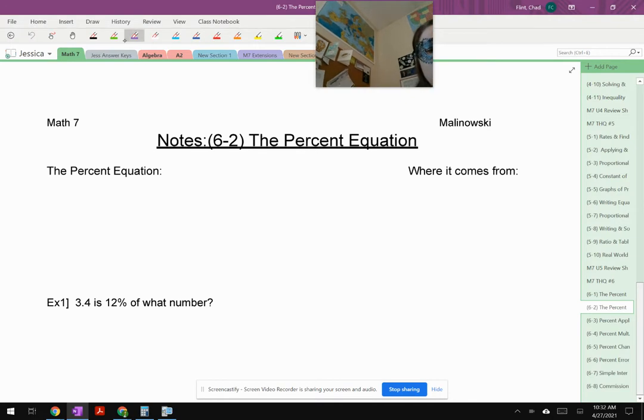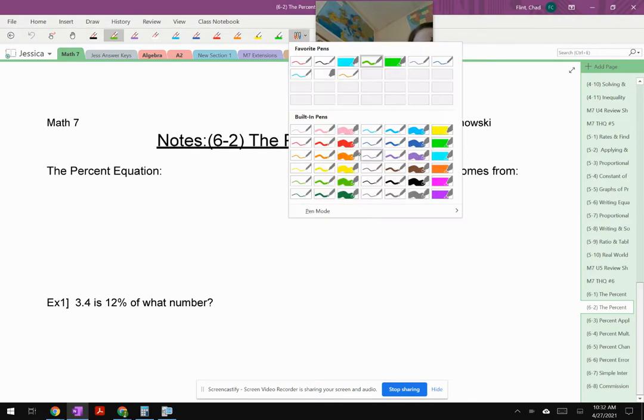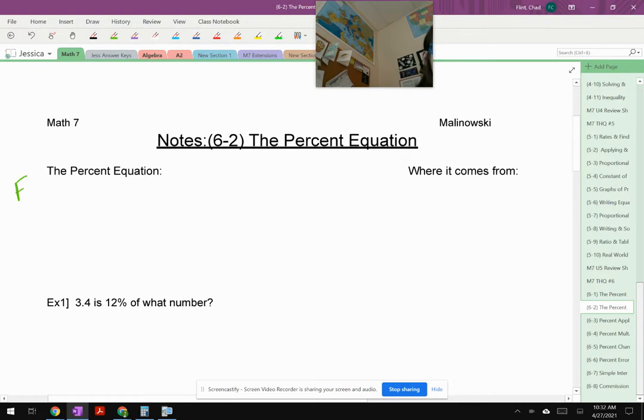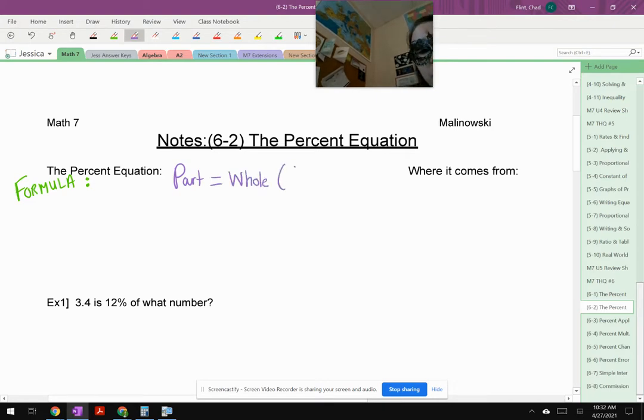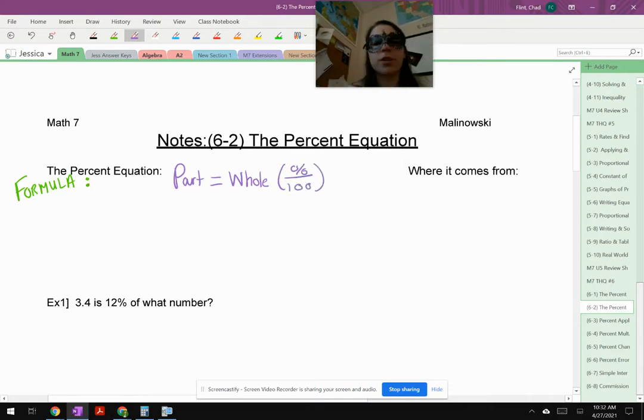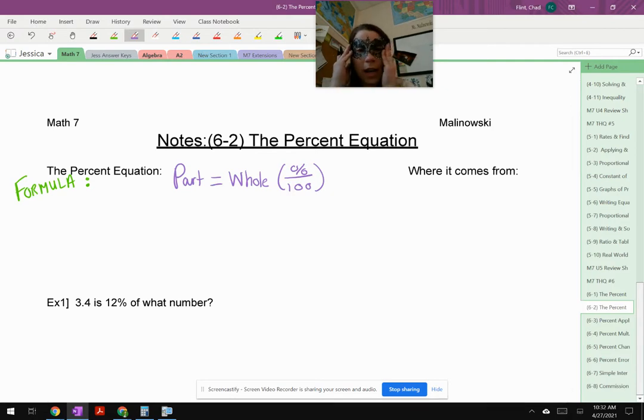So, my percent equation, aka my formula, is part equals the whole times your percentage divided by 100. So you'll notice it has all the same pieces, all the same parts as the percent proportion.